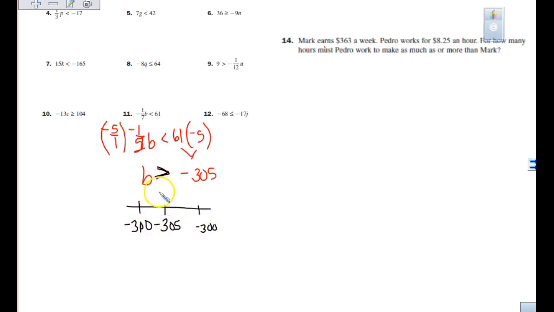And so where are all the values greater than negative 305? It does not include negative 305, so that's an open circle. And then it is everything to the right of that. It does not include it because there's not an equal. Only when there's an equal do you close in the circle and include it.